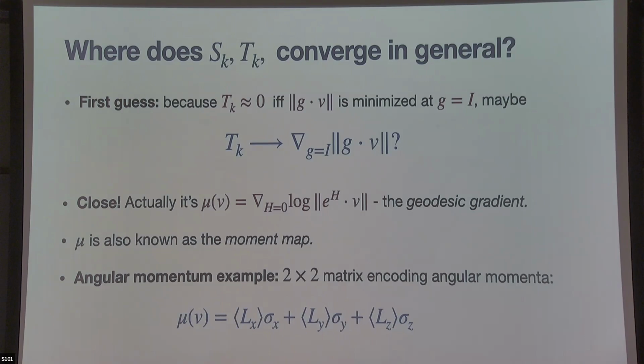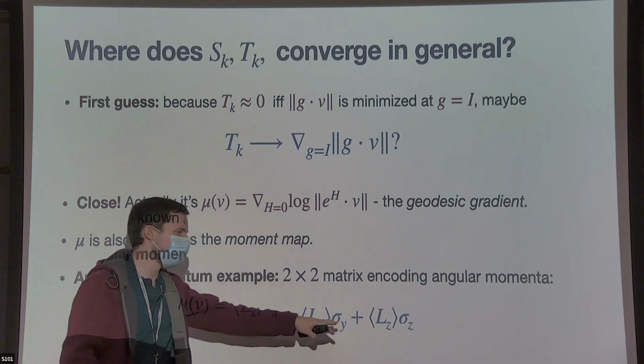So here's an example from the angular momentum example. The moment map is actually going to be a 2x2 matrix, which encodes these angular momenta, which I think is kind of neat.